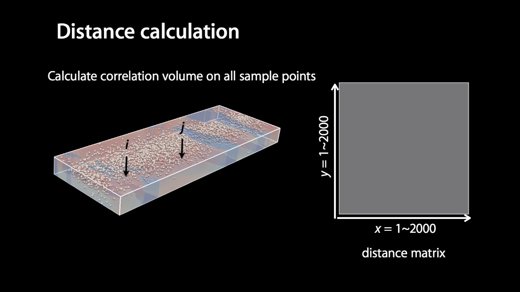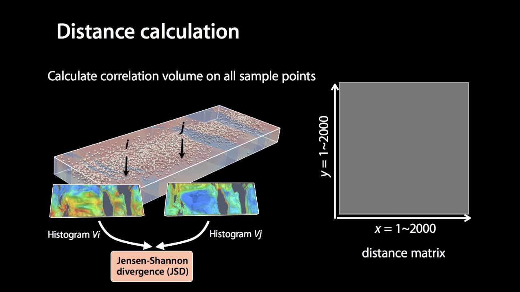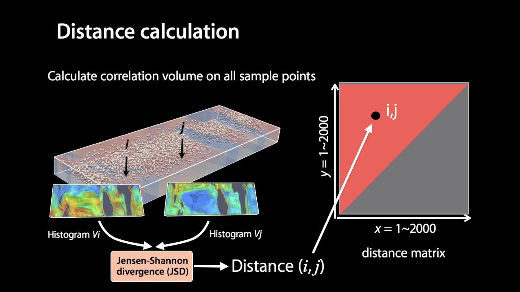For each pair of samples i and j, we compute their correlation volumes' distance by considering the distortion of histogram distributions between the two correlation volumes. We apply Jensen-Shannon divergence to calculate the distance between correlation volumes and store the distance value in the distance matrix. The resulting matrix is symmetric.